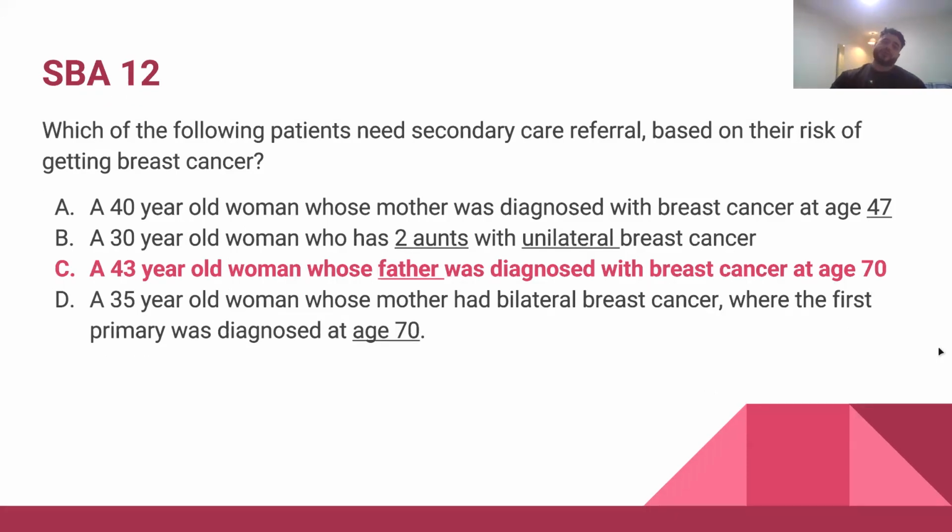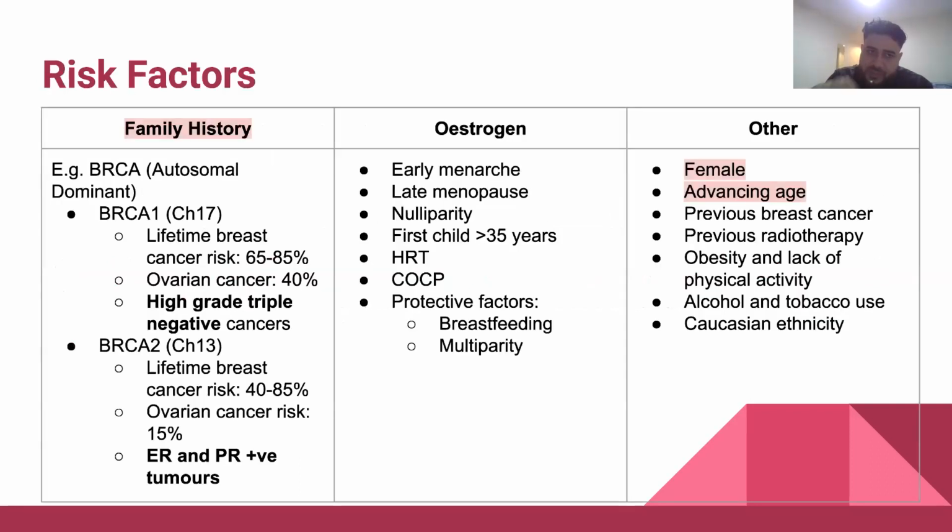Right. So the answer was a 43-year-old woman whose father was diagnosed with breast cancer at age 70. Now, this is moving basically into the risk factors for breast cancer, but also the risk factors that would prompt screening in someone for breast cancer. And we'll get onto that in a couple of slides.